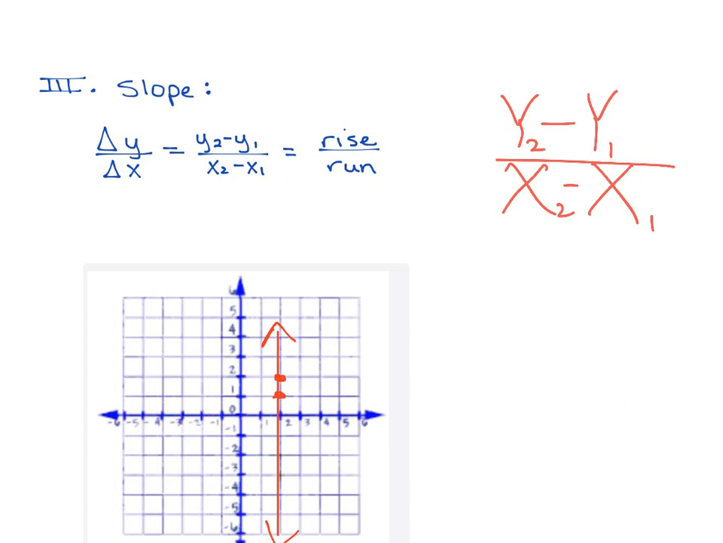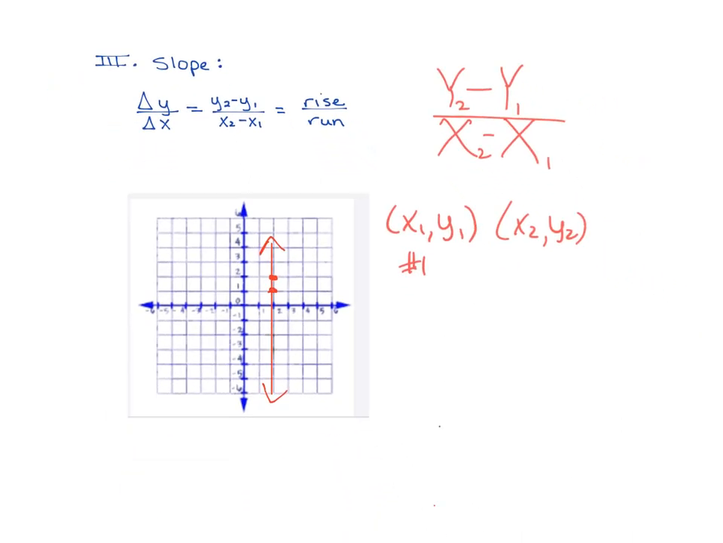These little subscripts on the y2, y1 and x2, x1, those are labels, and they're going to come from your ordered pairs. So you can think of these as ordered pair number 1 and then ordered pair number 2. That's what these little subscripts represent. It doesn't matter which one you label as x1, y1 and x2, y2, you still get the same answer.